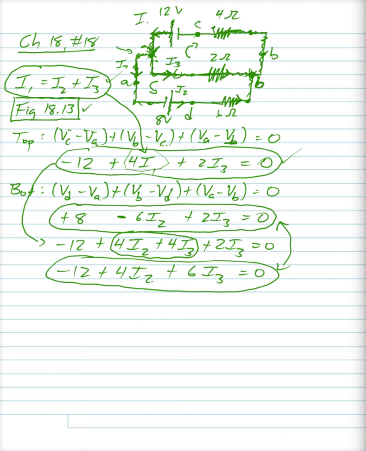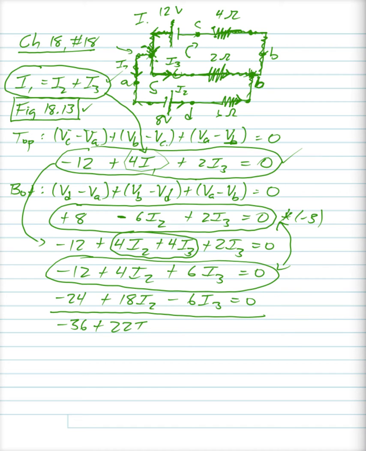Now I'm going to take these 2 equations and combine them. The easiest way to do that is to do a little bit of math, right? I'm going to take this entire equation and multiply by negative 3. If I do that, I get negative 24 plus 18I2 minus 6I3 equals 0. Now I can add these 2 equations together, and I get negative 36 plus 22I2 equals 0. And so I2 is 1.636 amps.